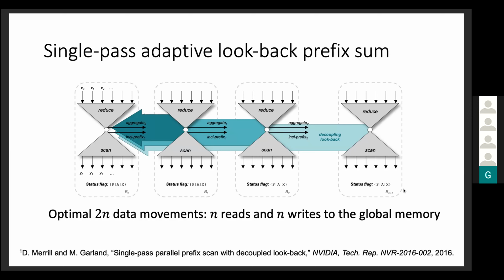I won't go into details about this algorithm, but the advantage of this algorithm is it achieves the optimal 2n data movement. It only requires n reads from the global memory and n writes to the global memory. Recall that access to global memory is the slowest, and we want to minimize it. So this algorithm is by far the most efficient implementation of parallel prefix sum. And if you're interested in it, you can check out the original paper for more details.